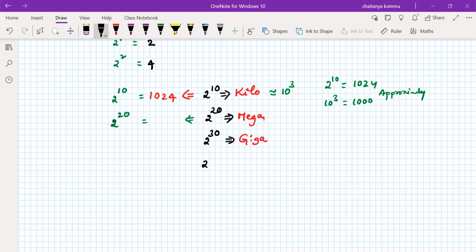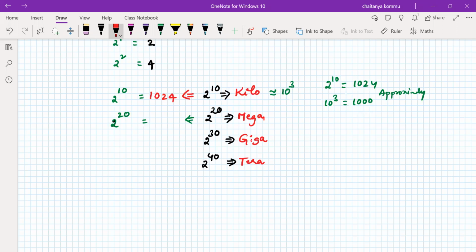So 2 power 40 stands for tera. So far, people are working on tera. In earlier days, kilo was talked about, then mega came into the picture, then giga. Now people are talking about terabytes.